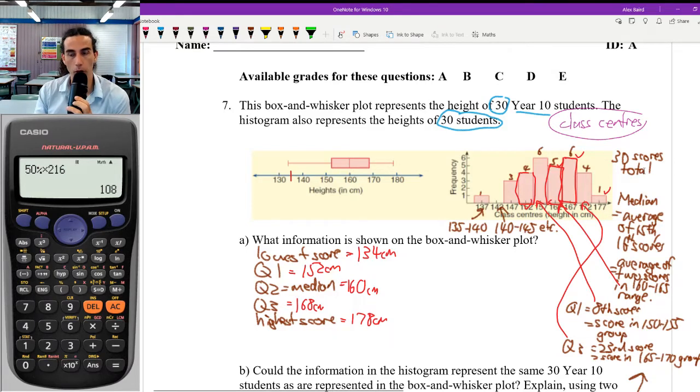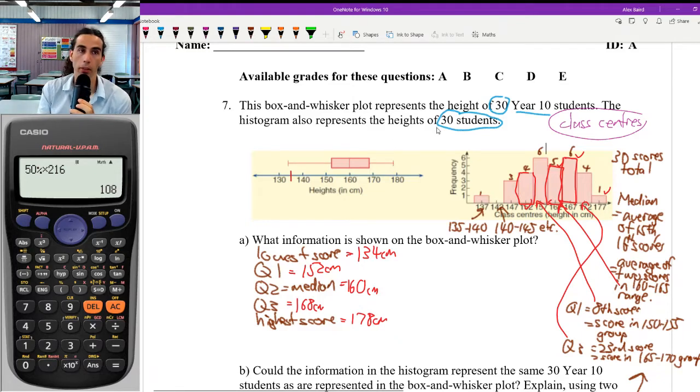So there's 30 scores in total. The median is the average of the 15th and 16th, which was in this range, 160 to 165. And hey, that linked up. Yeah, the median's there at 160. Might not be accurate, but seems all right. Q1 must be in that area. It's the 8th score, and that works out fine. And then Q3 must be in that area, the 23rd score, and it's got to be there, 165 to 170. So all good. Highest score, 178, 179. Yep, that's fine. It's in the right area.